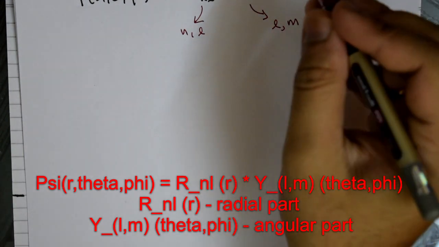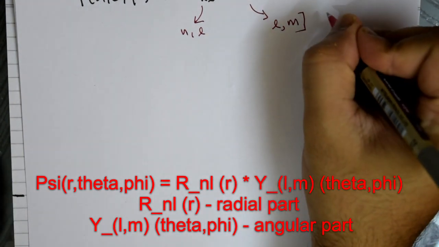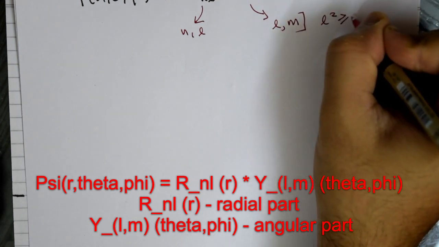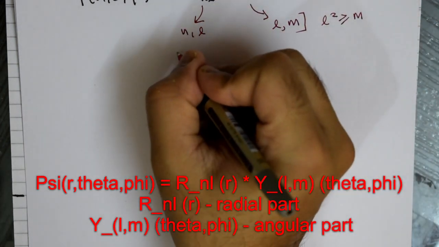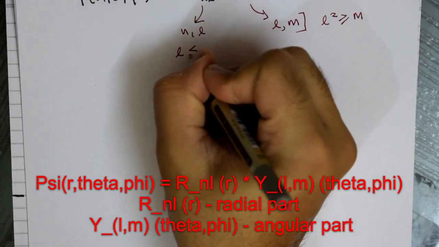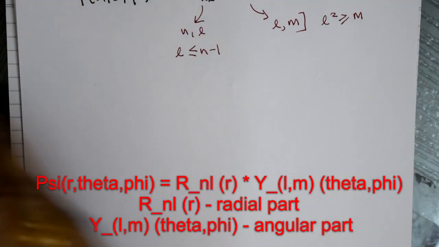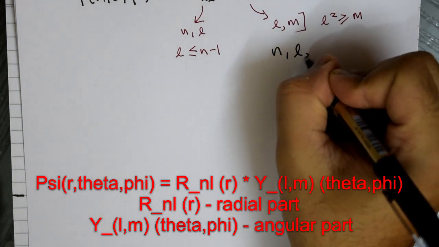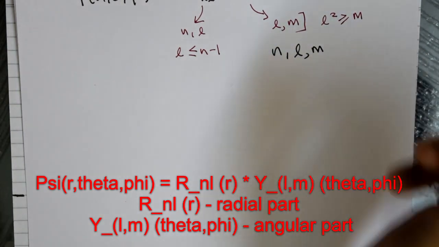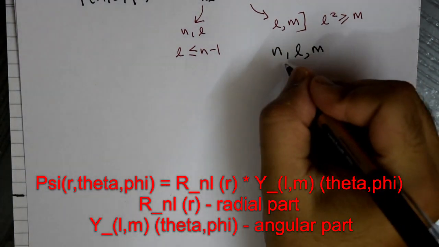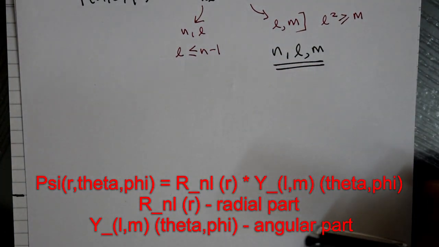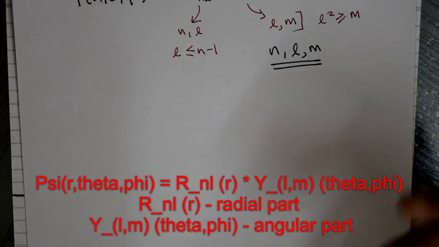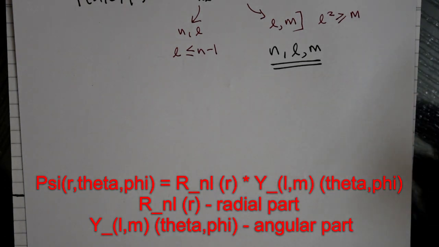And while we were solving in this case, we were able to see that l squared is greater than or equal to m. So similarly, in this case you are able to realize l is less than or equal to n minus 1. So this relates the three quantum numbers, the principal quantum number n, the azimuthal quantum number l, and the magnetic quantum number m together. I'm sure this would have been known to you from your high school, but now we are able to see how this arises organically when you solve the Schrodinger equation.